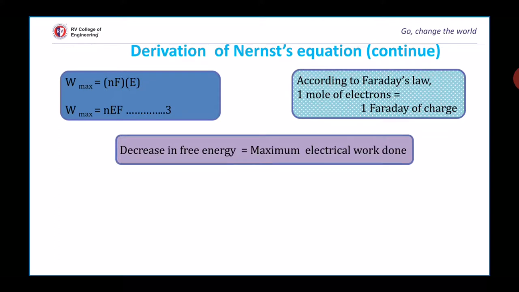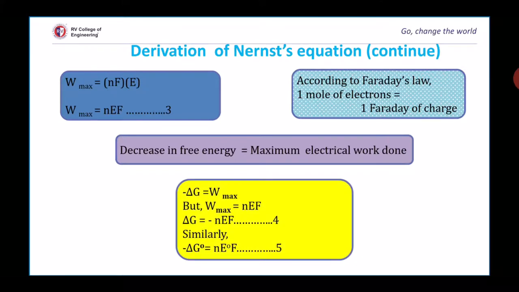As the reaction is spontaneous, there is a decrease in free energy. This decrease in free energy is equal to maximum electrical work done. Delta G is equal to W maximum, but delta G is negative for a spontaneous reaction. We know that W maximum is equal to nEF. By substituting this value, delta G is equal to minus nEF, called equation number 4. Similarly, we can write the delta G naught relation also, called equation number 5, where delta G naught and E naught are the change in free energy and electrode potential under standard conditions respectively.